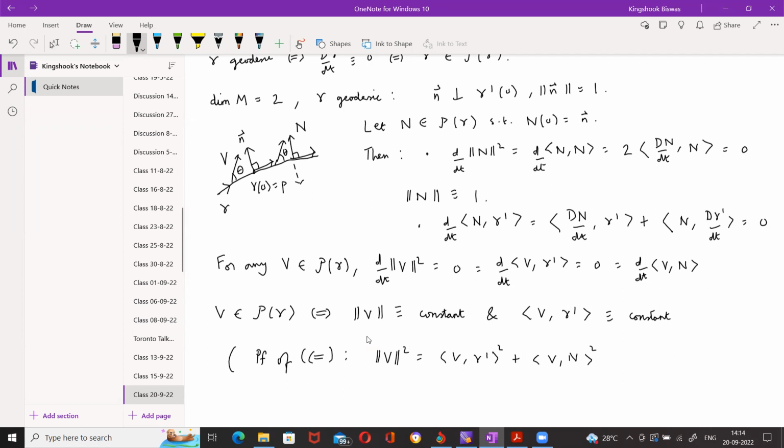So if it is zero, then that means that V is just a constant multiple of gamma prime, and so V is parallel. Otherwise, if the inner product of V with n is non-zero, then if the square is constant, the function itself is constant. It can't take both positive and negative values, because then it would have to be zero somewhere. So the inner product of V with n is also constant.